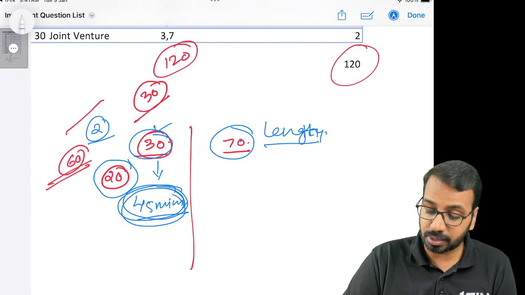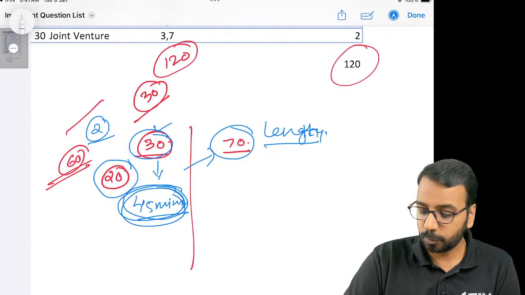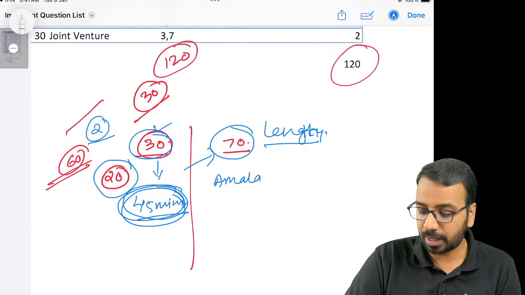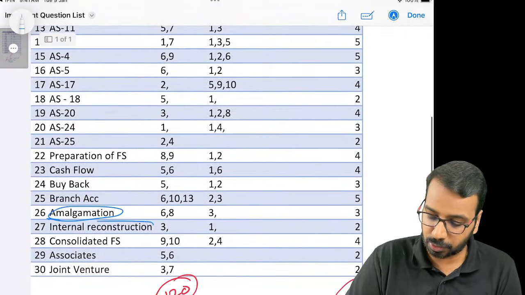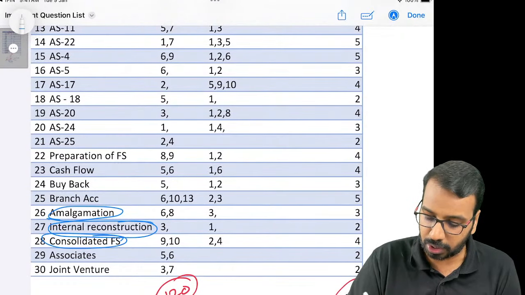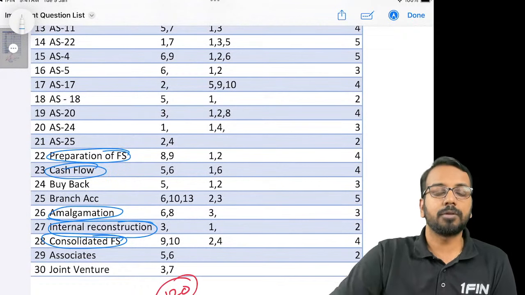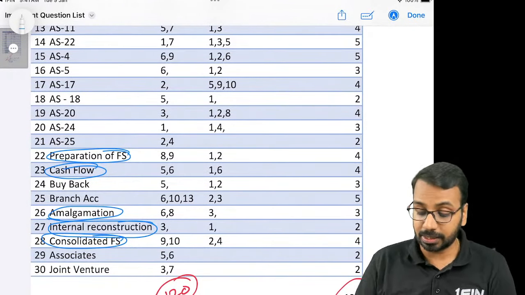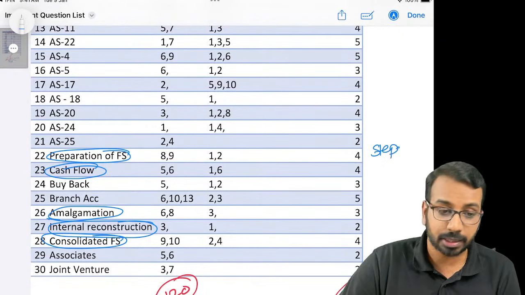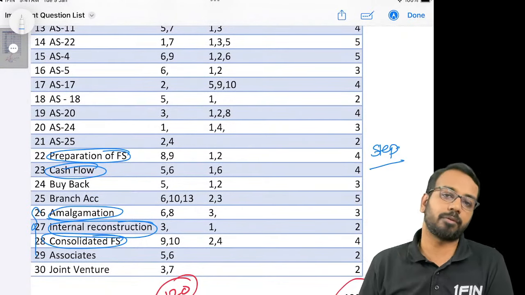After 45 minutes is done, you move to the 70 marks of questions. Now here you may get questions on, let us say, amalgamation, internal reconstruction, consolidated financial statements, preparation of financial statements, and cash flow. All of these questions are lengthy by nature. But the advantage is, because we have stepwise marking, we can score well in these types of questions.